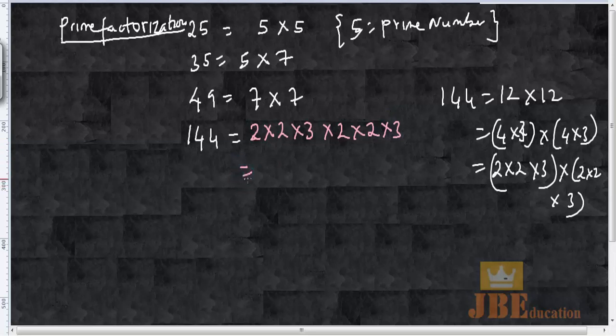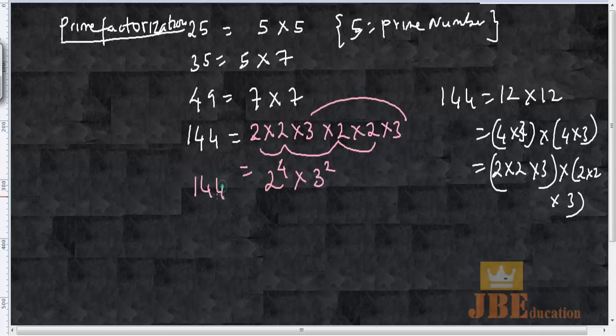So of course I can rewrite it with the exponent value. I've got 1, 2, 3, 4 2's, and I've got 2 3's, so 3 raised to the power 2. So this is the prime factorization for the number 144. So you can try out various problems for prime factorization.